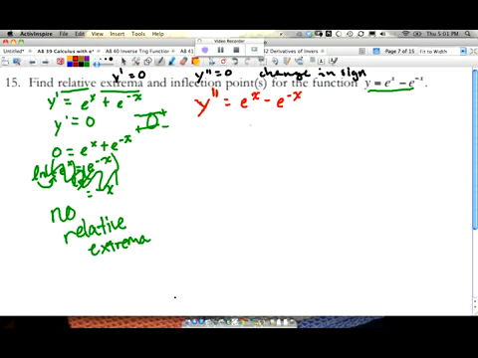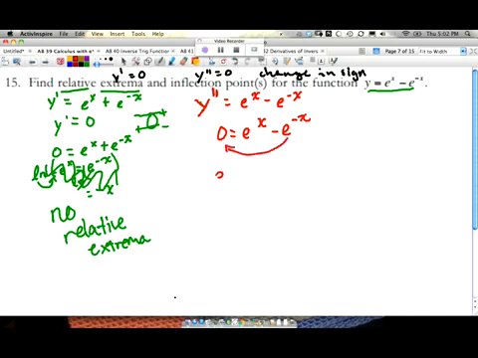Let's look at the second one then. Let's see if there's at least maybe an inflection point, which could happen. It's possible to change concavity, but never actually change decreasing or increasing. So let's see what we got. e to the x minus e to the negative x. Well, that is going to be equal to 0.